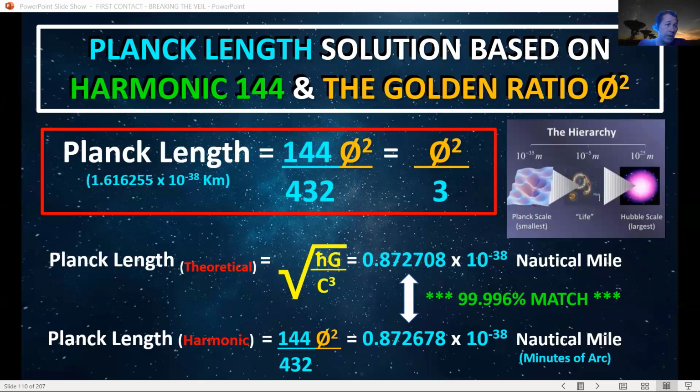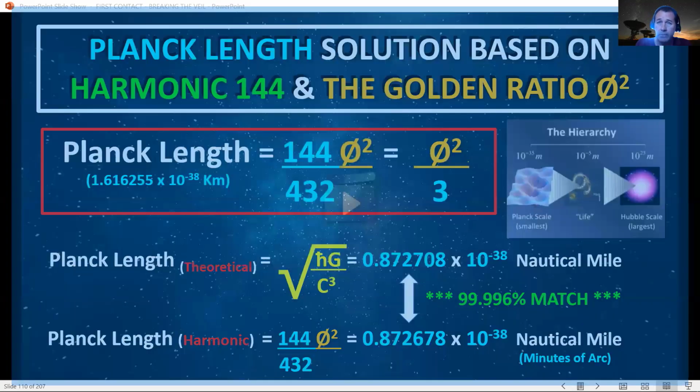Before going further with this, let me describe briefly what the Planck length represents. I do have a short video clip here that explains the significance of the Planck length in quantum physics. It's very, very significant. Let me play the video here and then we'll get back to the slide in a minute. So here it is.